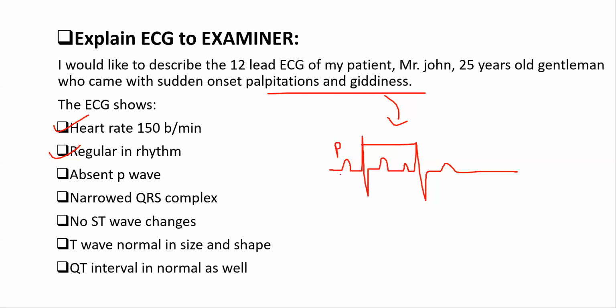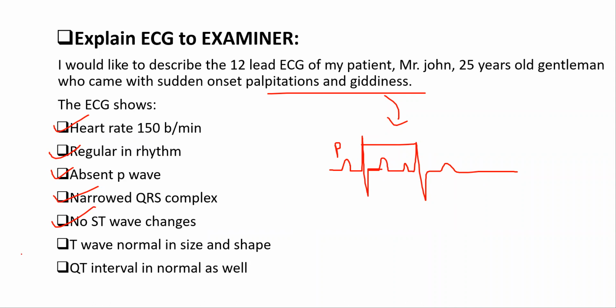Then first is P wave. Is there a P wave, or is there lack or absence of P wave? So absence of P wave. Then QRS. Is the QRS normal or narrow or wide? So narrow QRS complex. Then you have got ST wave. Is there any ST changes like ST elevation or ST depression? But in here, no ST wave changes.